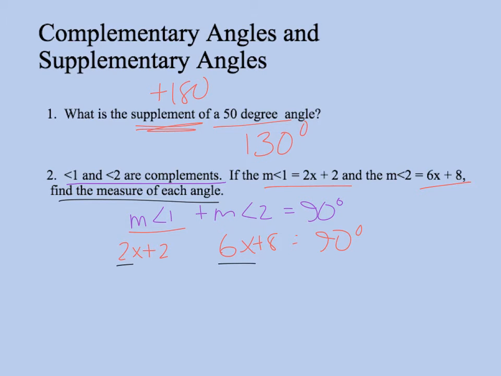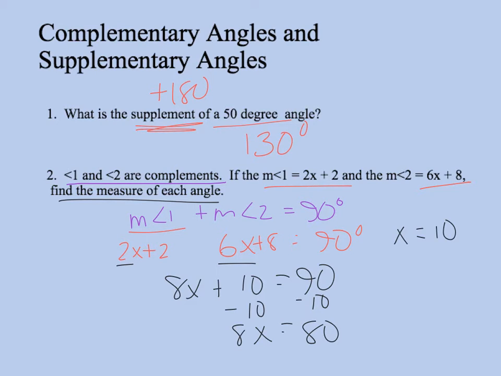So I simplify, combine like terms, use the subtraction property of equality, and use the division property of equality to get x equals 10. I still didn't answer the question though, because I need to figure out what the angle measures are. So in the end, you plug in 10 right here and right here. So the answer is 2 times 10 plus 2 is 22 degrees. Therefore, the other one must be 68 degrees to be complements.